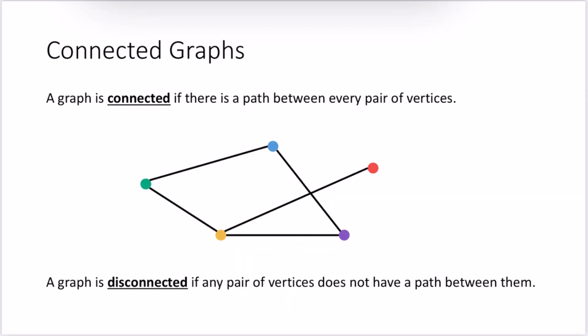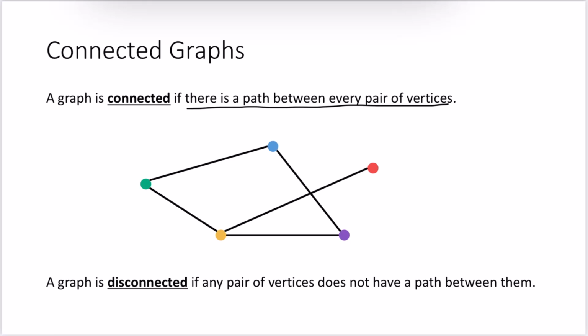All right, so the word connected is a word we use to describe certain types of graphs that meet a specific condition. And that condition is that there's a path between every pair of vertices. So for example, in this graph, I could think of any pair of vertices, and because there exists a path between them, that means that this graph is connected.